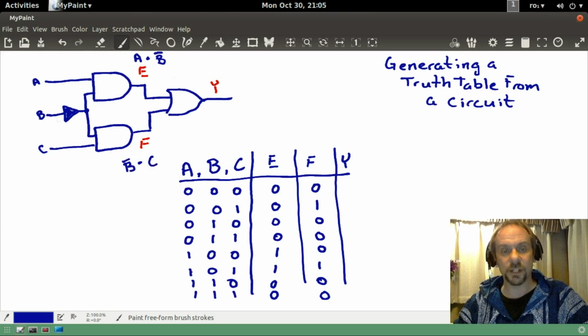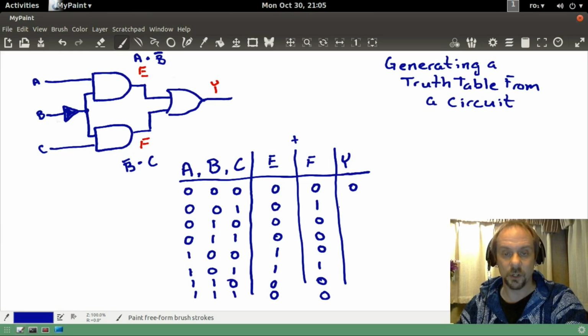The Y gate, of course, is an OR combining a disjunct combination of E or F. So we're going to take each of these and combine them with an OR in order to get our output. 0 or 0, of course, is 0. 0 or 1 is 1. 0 or 0 is 0. 0 or 0 is 0. 1 or anything is 1. 1 or 1 is 1. And 0 or 0 is 0. 0 or 0 is 0. Okay, so this gives us our truth table.